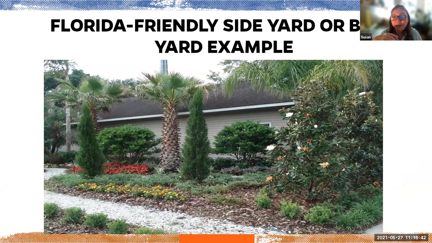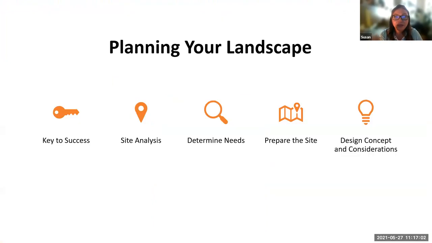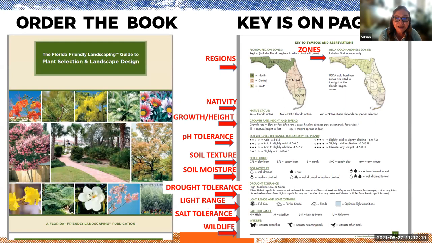And here's a Florida-friendly side yard or backyard example. And for the backyard, you can allow turf, as we talked about, for functional purposes, such as play areas and pets and that sort of thing. But expanding plant beds is a much more Florida-friendly way to go. So in planning your landscape, we're going to cover briefly the keys to success, a little bit into site analysis, determining your needs, preparing the site, and design concepts and considerations. And Valerie mentioned this book, and this book you can get for free from watermatters.org, which I will have a screen on next that shows you those details.